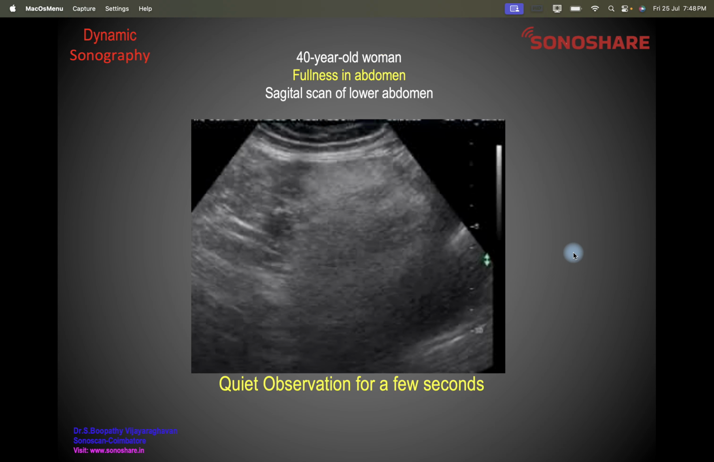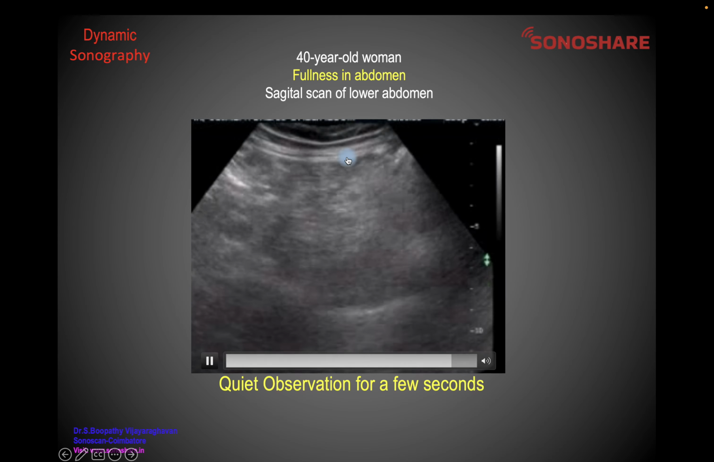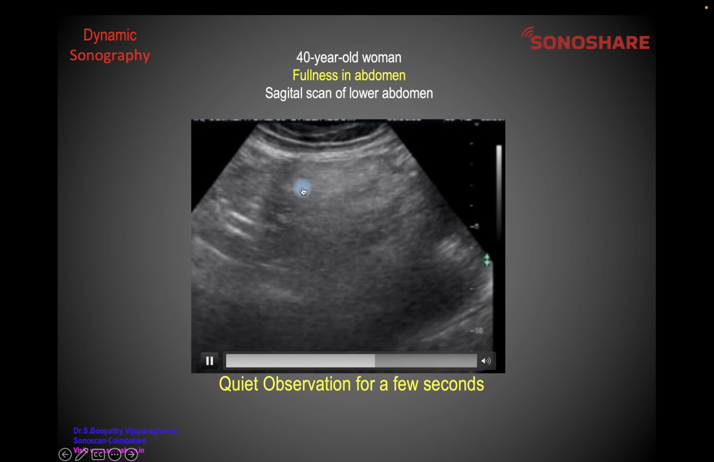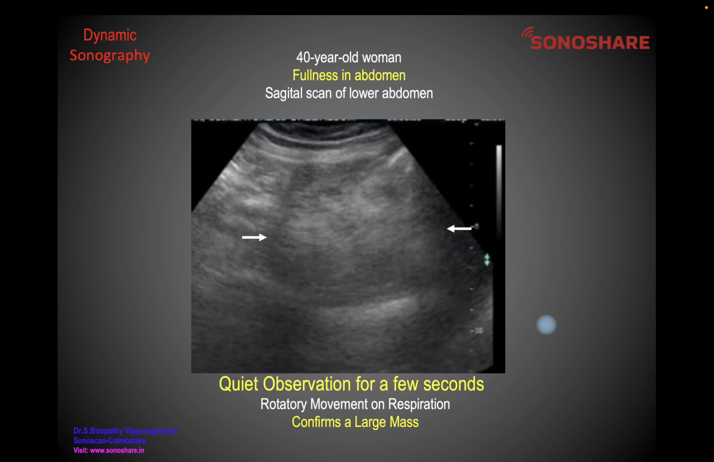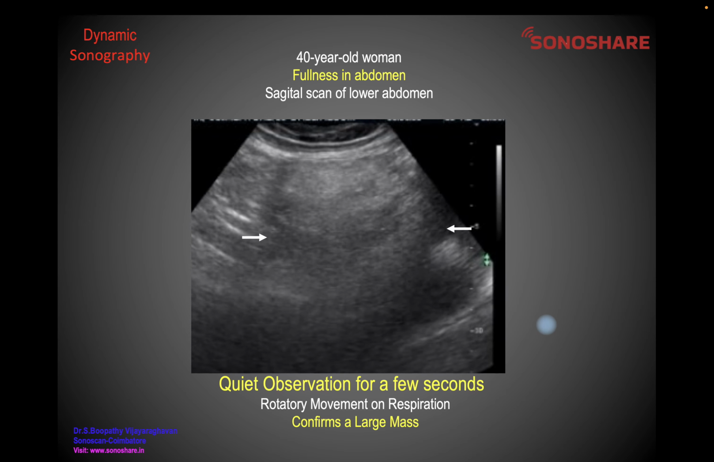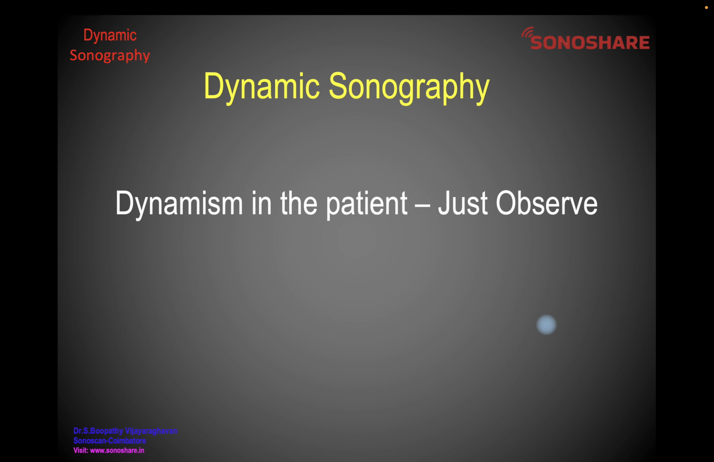What is dynamic sonography? This is a 40-year-old woman complaining of fullness of abdomen, and this is a sagittal scan of lower abdomen. It looks normal, but if you observe quietly for some time, you see that there is a rotatory movement here, indicating that there is a large mass which moves in a rotatory fashion with respiration. So that is dynamic sonography.